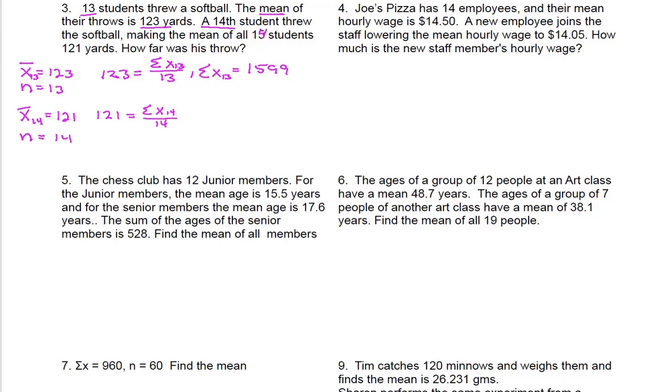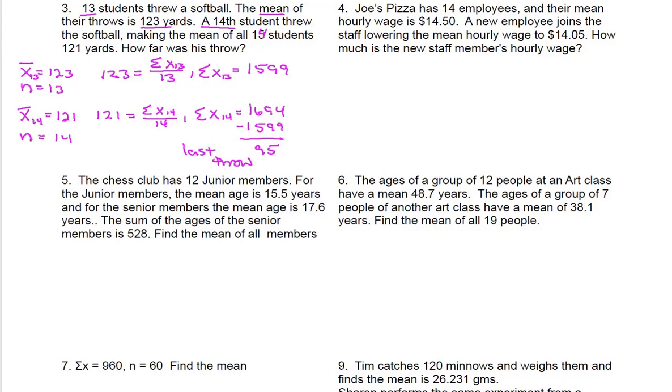I'm going to do the same thing for the other mean. 121 is equal to the sum of the x's divided by 14. When I multiply those together, I'm going to find the sum of the 14 x's is going to be 1,694. Now, the difference between those two is how far that new kid threw the ball, which in this case was 95.